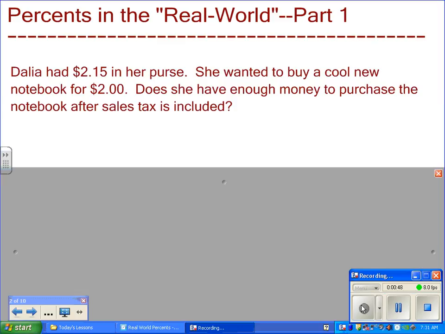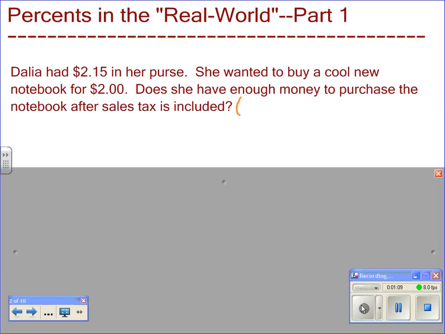But if you look at this example, and this is right along with your notes, it says Dahlia had $2.15 in her purse. She wanted to buy a cool new notebook for $2. Now, does she have enough money to purchase the notebook after sales tax is included? And we said in this example that we're assuming that sales tax here is approximately 6%.